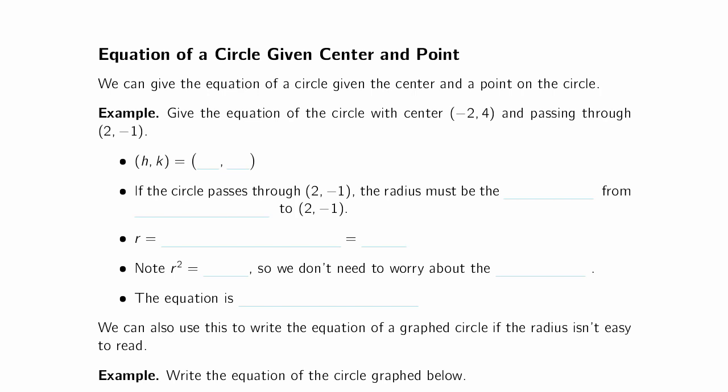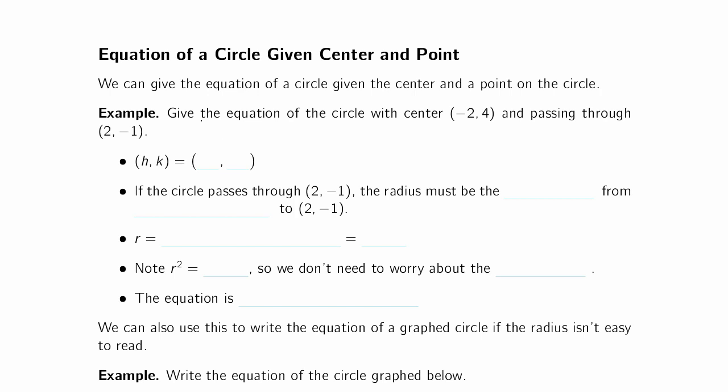Sometimes when we want to describe a circle, instead of choosing the center and its radius, we choose the center and one of the points that we want the circle to pass through. In that case, all we have to do is figure out the radius. In this example, we have a circle centered at -2, 4, and passing through the point 2, -1.